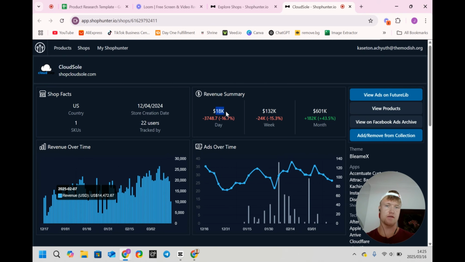18K per day. We said we were looking for a store that was doing 1 to 10K per day. This is a bit more than that, but assuming this is 50% accurate on the low end, we can say that this is doing just over 10K per day. Now, that's still going to be a bit difficult to get in if we were targeting the US, but now because we're targeting other countries, we should be able to get in because they're not generating money from those other countries. So we should be able to get into the market, I think.